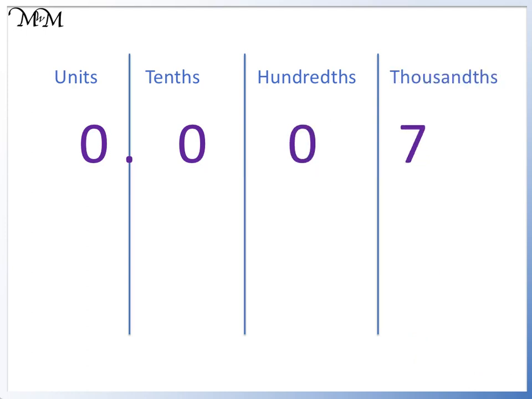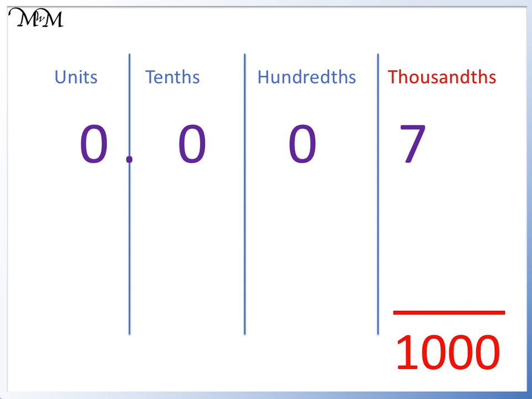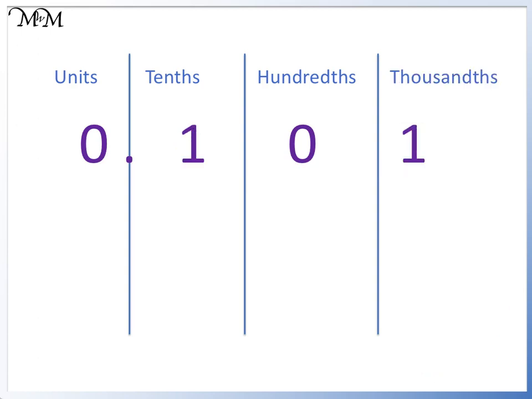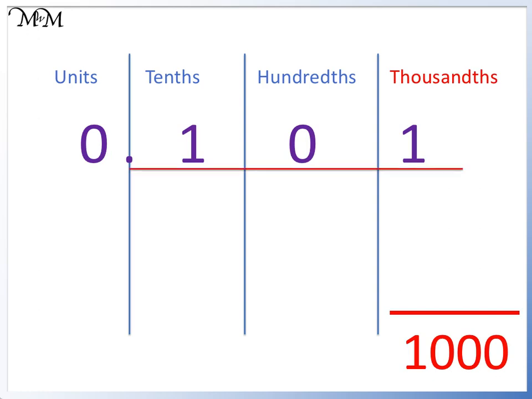0.007 finishes in the thousandths column. This means that the denominator will be 1,000. If we read across from the decimal point, we can see that we have 7. So we have 7 thousandths. 0.101 finishes in the thousandths column. So the denominator will be 1,000. Reading across, we have the number 101. So our fraction is 101 thousandths.